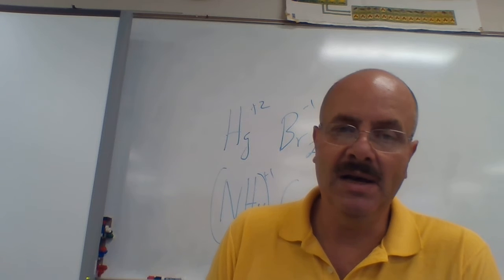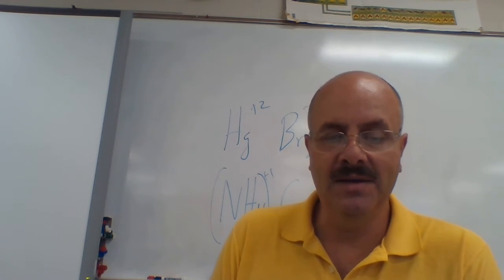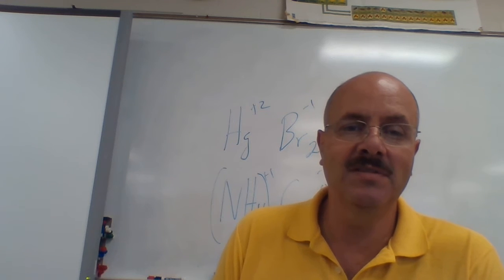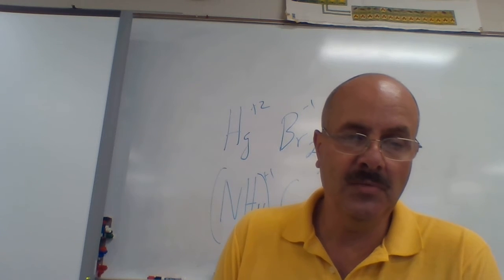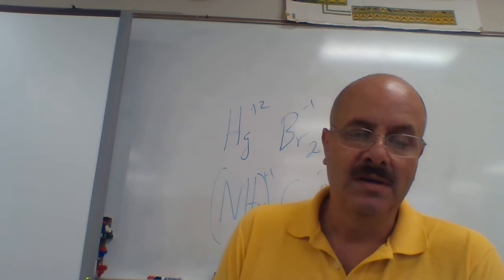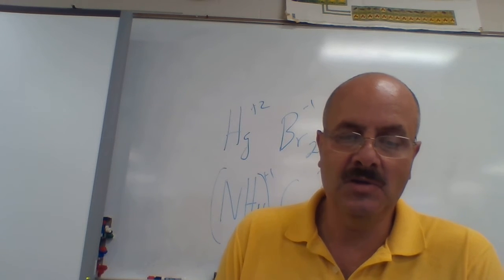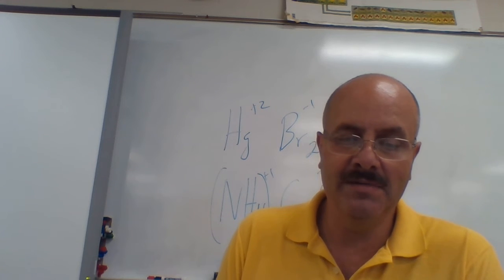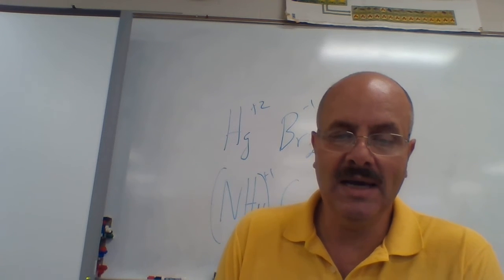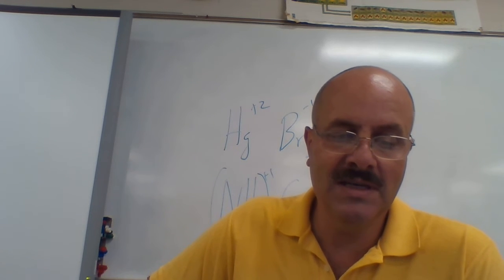Letter D, SiO2. Silicon, not monosilicon, just silicon. Silicon and then dioxide. Silicon dioxide, otherwise known as sand or glass. That's the actual scientific name for it. Letter E, N3I5. That's trinitrogen, because there's a 3 by the nitrogen. Trinitrogen. Pentaiodide. Penta for 5. Trinitrogen pentaiodide.